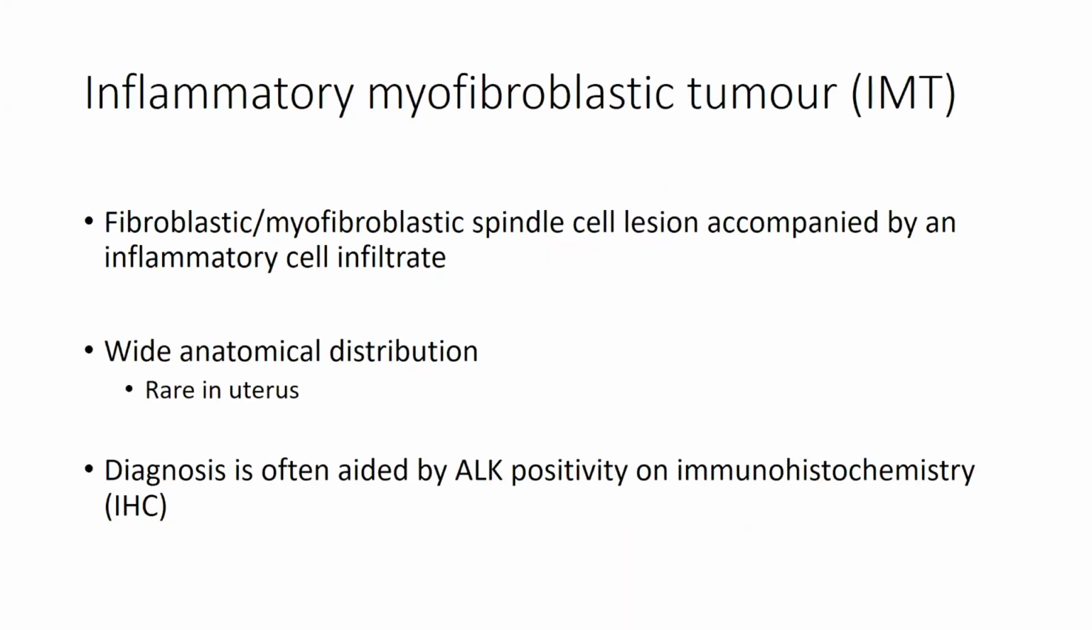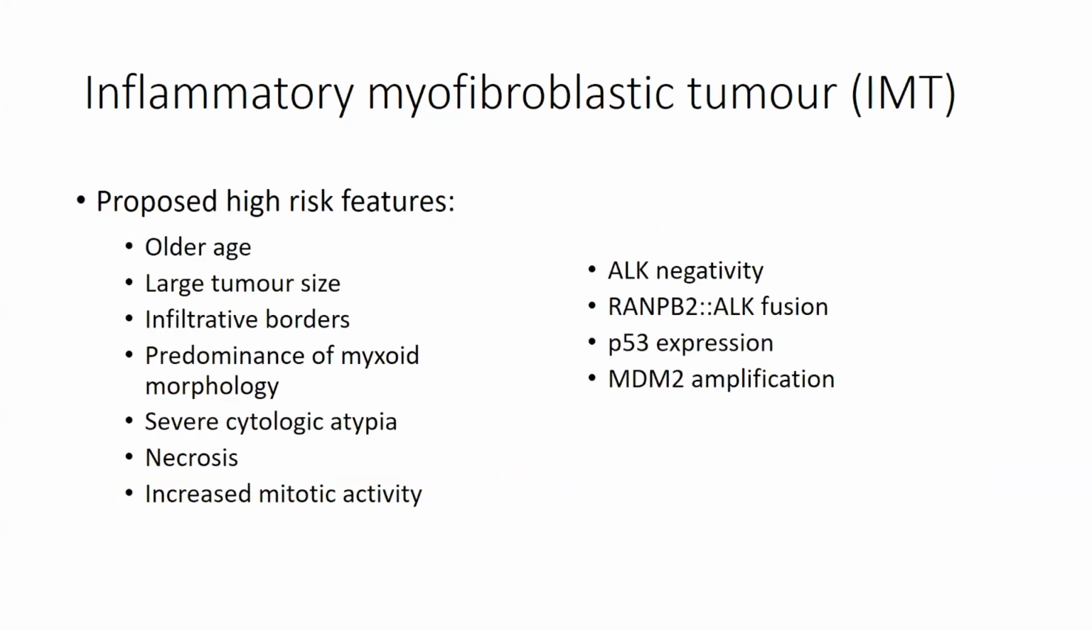Very briefly, inflammatory myofibroblastic tumors, or IMTs, are fibroblastic/myofibroblastic spindle cell lesions accompanied by an inflammatory cell infiltrate. They have a wide anatomical distribution, and they are rare in the uterus, and diagnosis is often aided by ALK positivity on immunohistochemistry. While most IMTs are benign, a subset will develop local recurrence or distant metastasis at times years later. I've got a list of proposed high-risk features here.